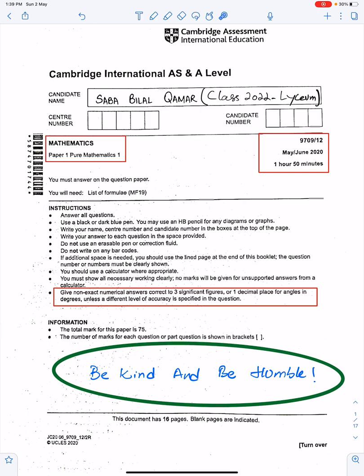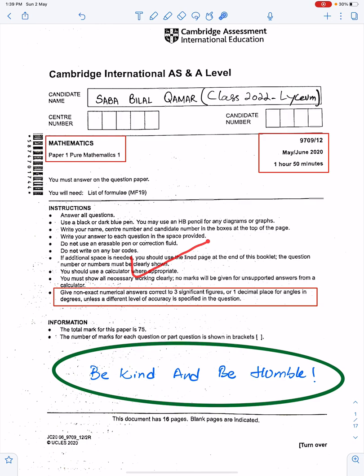Ameen. Alhamdulillahi rabbil alameen. In this lecture, I will discuss the solutions of P1 variant 1-2 of June 2020. And for this, I am using the work of an outstanding and one of my best students, Miss Sabah Bilal Kamar of class 2022, the Lyceum.